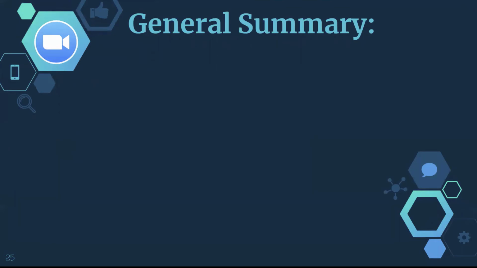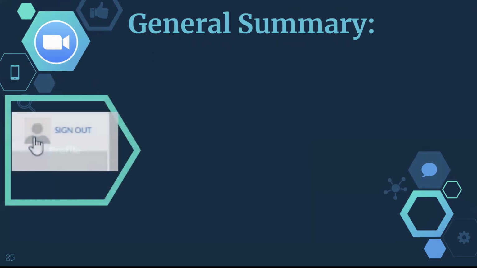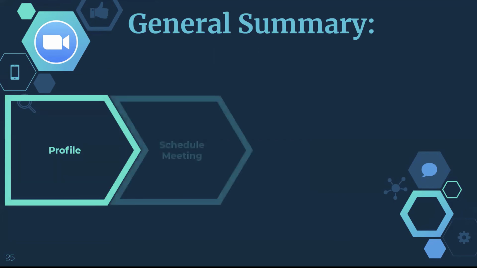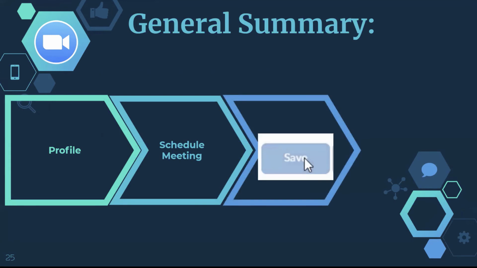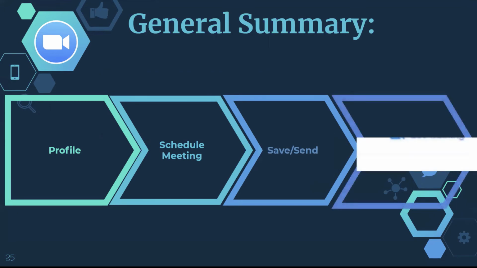General summary of scheduling meetings. Go to your profile, select schedule new meeting, hit save once you've selected all your settings for this meeting, and then start the meeting the day of.